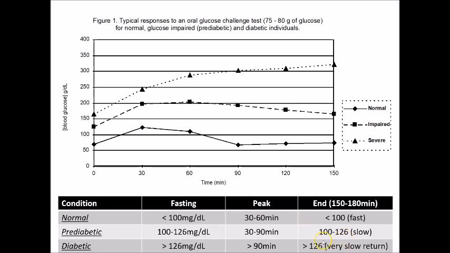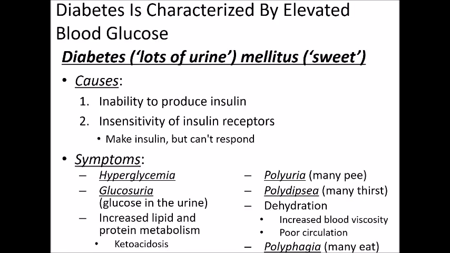So we've already looked at this graph and explained what we see in terms of the responses and how we expect our patients, subjects, in this case students in the lab, to respond. So diabetes is characterized by elevated glucose, as mentioned. There's a number of different translations, but as kind of mentioned previously, diabetes means lots of urine, and mellitus refers to sweet or honey. There are two major causes of diabetes mellitus.